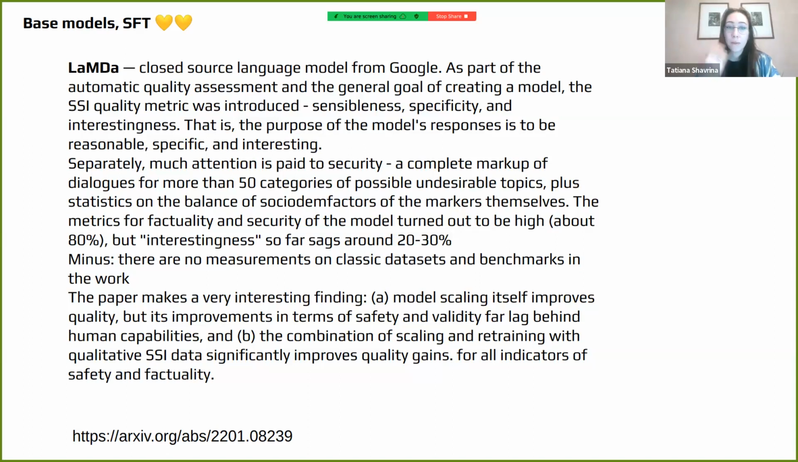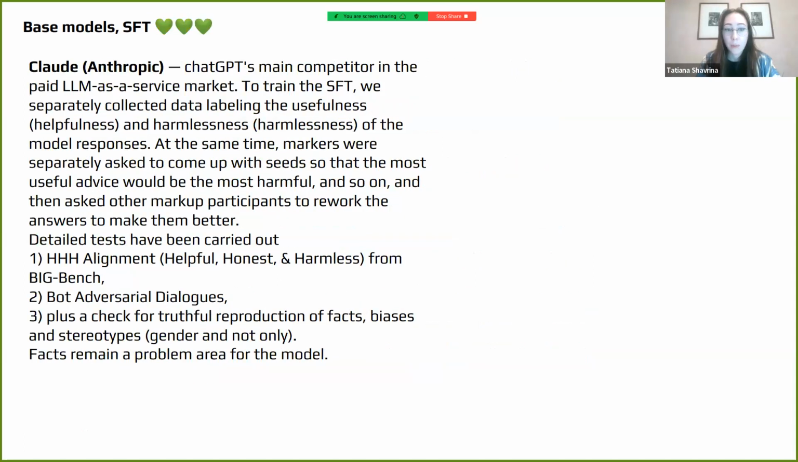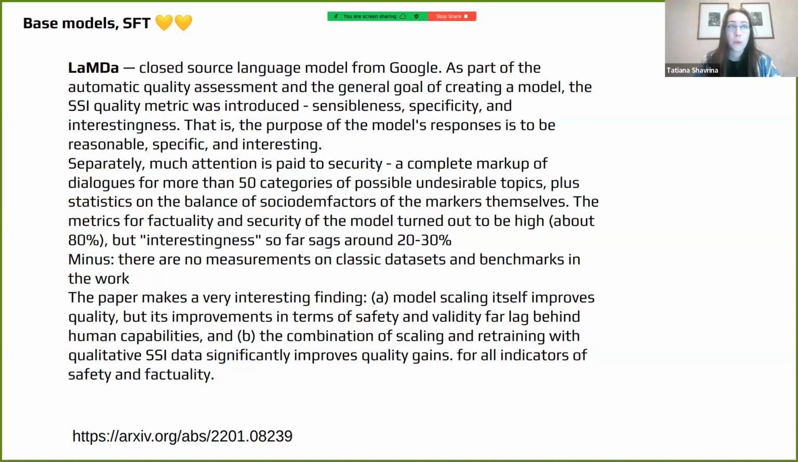So we have the 3H alignments, right? Which is, as we remember, helpful, honest, and harmless. And here we have absolutely different criteria. It's sensibleness, specificity, and interestingness, right? So it's very different. The objective is very different. And the purpose of the model's responses is just in general to be reasonable, specific, and interesting.